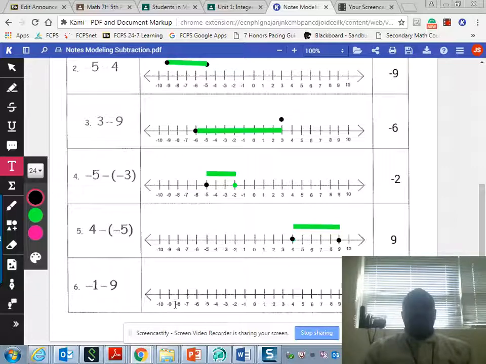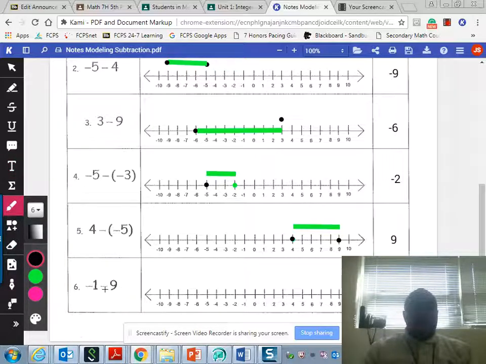So now the last example that we're going to do is -1 take away 9, or -1 minus 9. So we still do it the same exact way. Okay, notice that this one is not a double negative like 4 and 5. This is just a regular subtract 9. So we're going to go ahead and start at -1. And they want us to subtract 9. So they want us to remember, when we subtract, we go to the left. The only time we go in the opposite direction is when we have a double negative. Okay, so we're going to subtract 9. So 1, 2, 3, 4, 5, 6, 7, 8, 9. And we end up at -10.